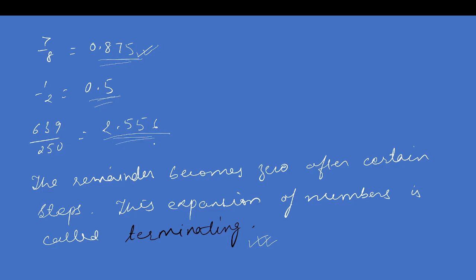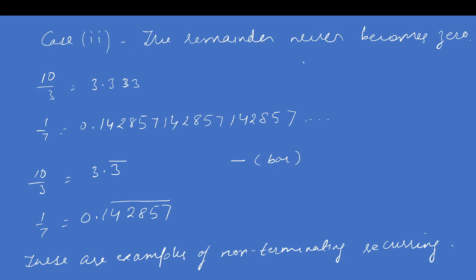Now, case 2: the remainder never becomes 0. Like 10 by 3, which is 3.333 and so on, or 1 by 7. If you divide 1 by 7, you will see this part will repeat: 142857, 142857, 142857. This will go on. Now to sum up the repeating part, we use a bar. We keep a bar over the part which is repeating itself. So in 3.33 we keep a bar over 3.